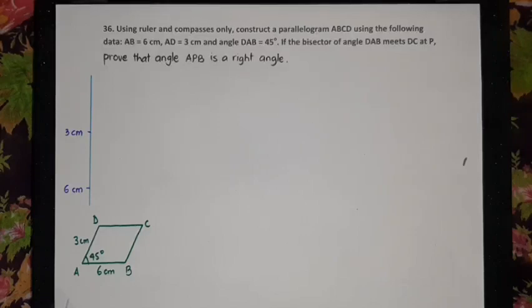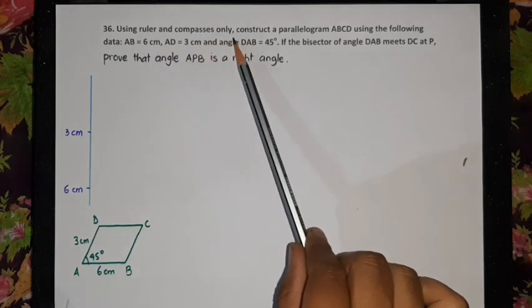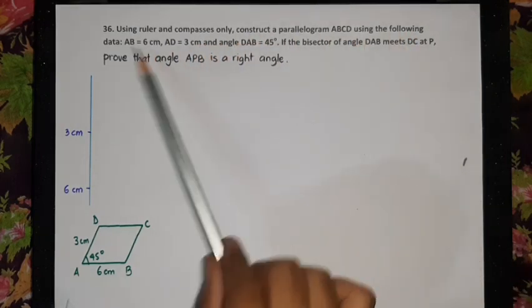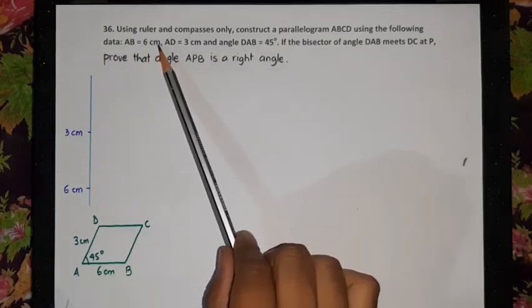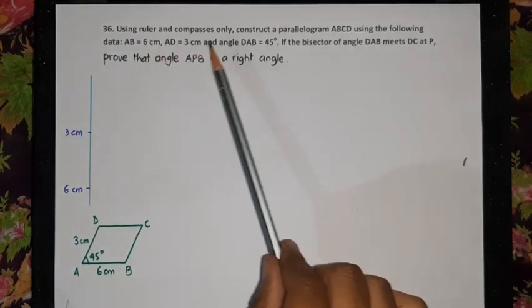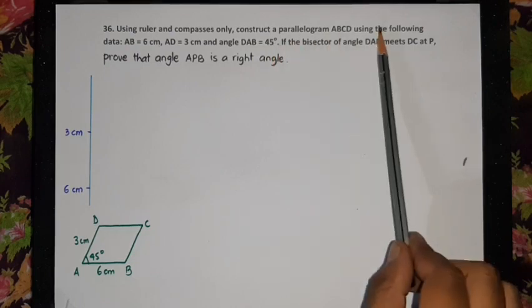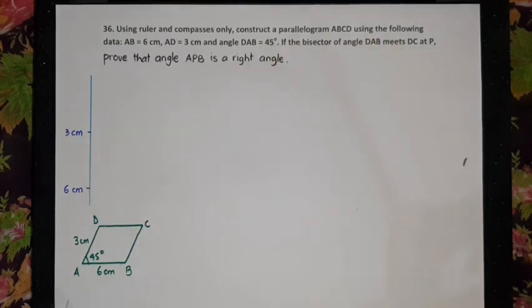So let us quickly see the rest of the questions, and the first question for the day is question 36. It says, using ruler and compass only, construct a parallelogram ABCD using the following data. That is, AB is given to be 6 cm, AD is given to be 3 cm, and angle DAB is given to be 45 degrees. So this is the first part. Second part we'll look at later.